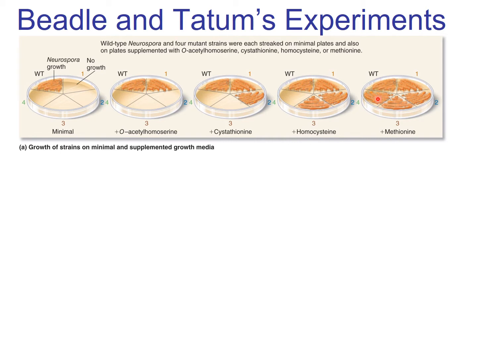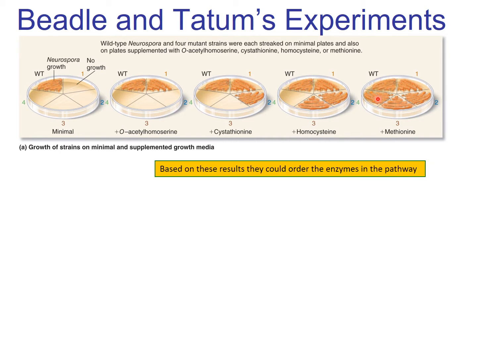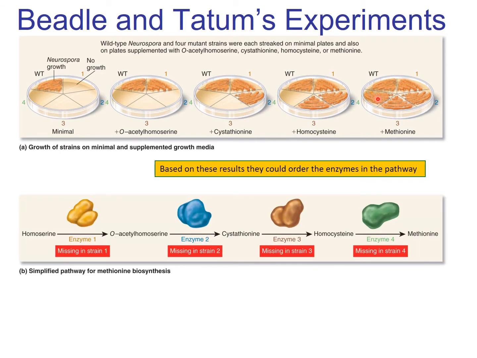So they looked at these results, and based on them, they felt they could determine the order of the enzymes in the pathway. They had already determined how many enzymes were in the pathway. Now they wanted to see what the order was. And so this is their model. The model is that there are 4 enzymes. Each has a certain reactant that it uses to produce a product. And as you go down this pathway, the second enzyme will use the product of the first one as a reactant. The third would use the product from the second one as a reactant, and so forth.